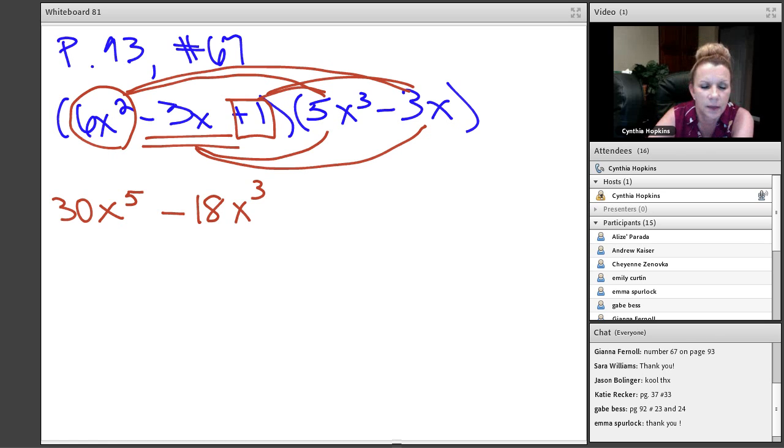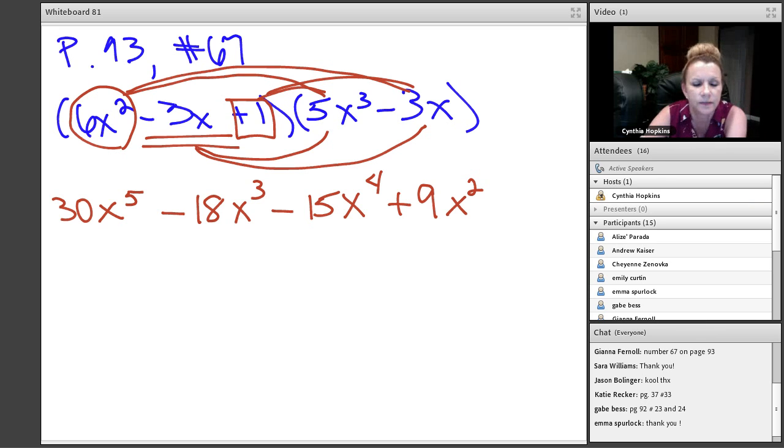Okay, next I'm on to my middle term, the negative 3x. So I distribute it to 5x cubed. That gives me negative 15x to the fourth. And then when I distribute it to the negative 3x, a negative times a negative is positive. My 3 times 3 is 9. And my x times x, I'm still multiplying like bases, so I keep the same base and I add the exponents. 1 plus 1 is 2.